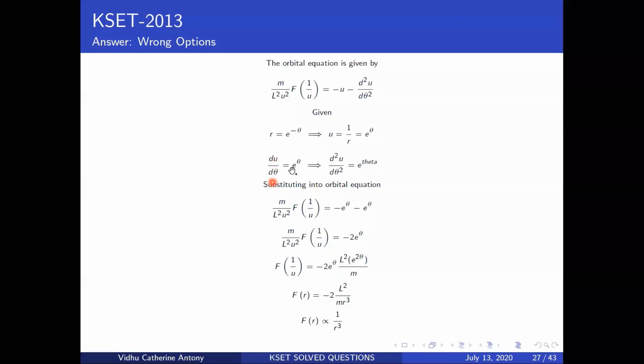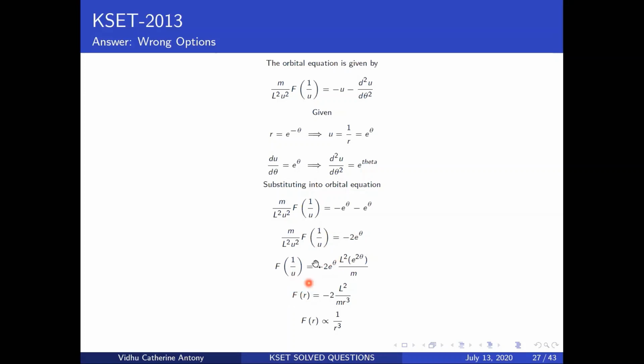You do du by d theta, which is equal to e to the power of theta, and d squared u by d theta squared. I kind of messed up a little bit of coding here. So this is e to the power of theta. And now you substitute it into your orbital equation, and then you simplify it, okay? It's pretty simple to simplify it.